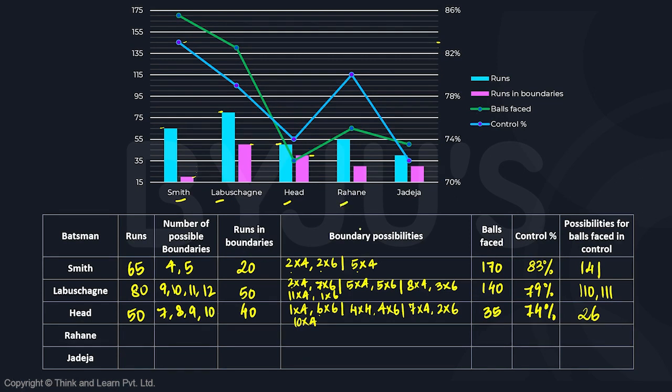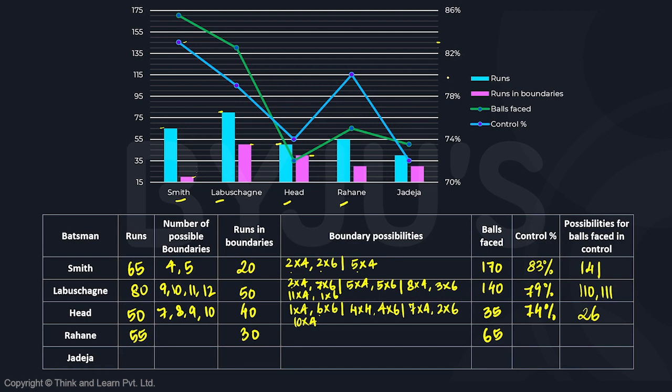Similarly, let's calculate for Rahane. The total runs he has scored is 55. The number of runs that he has scored from boundaries is 30. The number of balls he has faced is 115. And the control percentage, the number of balls faced is the green one, which is 65.